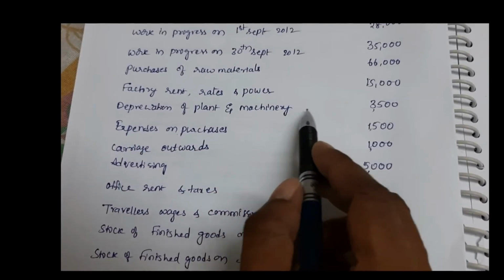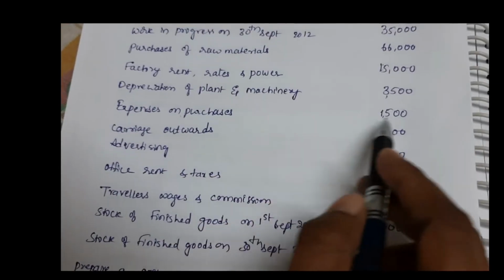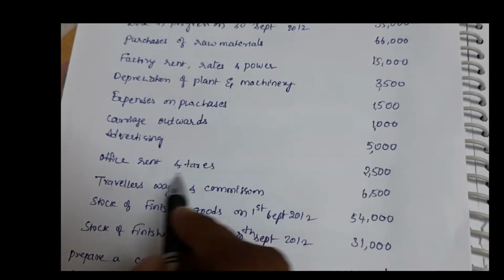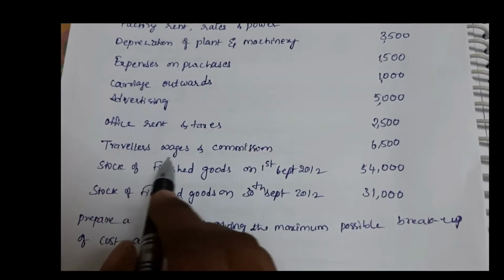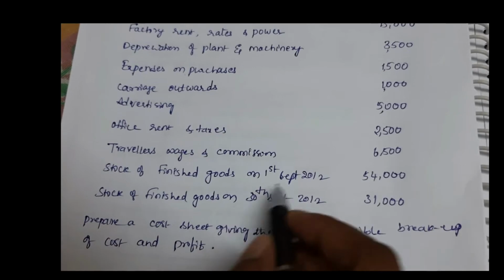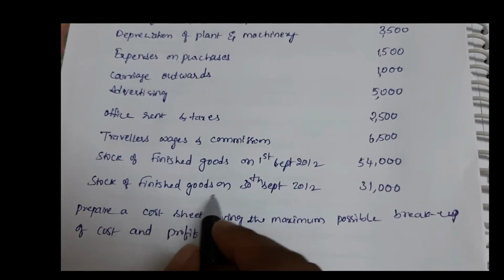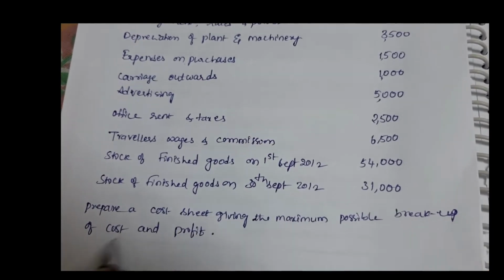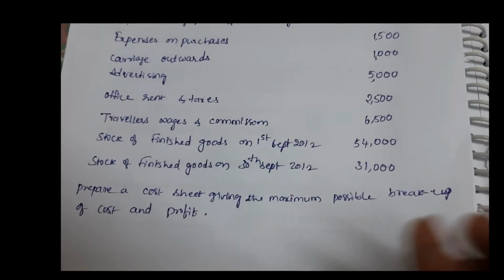Depreciation of plant and machinery 3,500. Expenses on purchases 1,500. Carriage outwards 1,000. Advertising 5,000. Office rent and taxes 2,500. Travelers wages and commission 6,500. Stock of finished goods on 1st September 2012, 54,000. Stock of finished goods on 30th September 2012, 31,000. Prepare a cost sheet giving the maximum possible breakup of cost and profit.